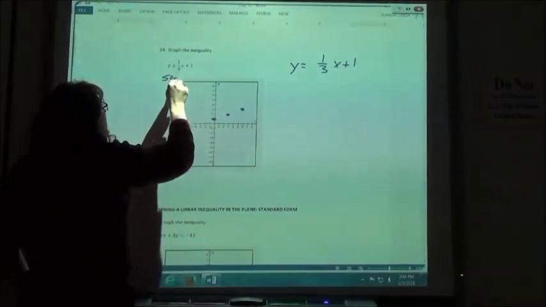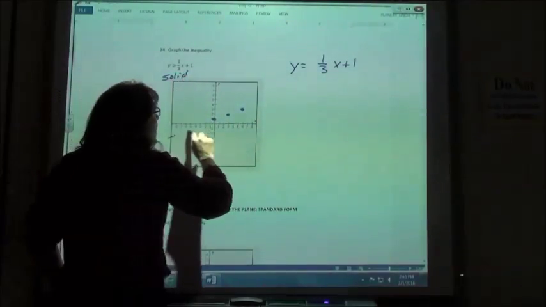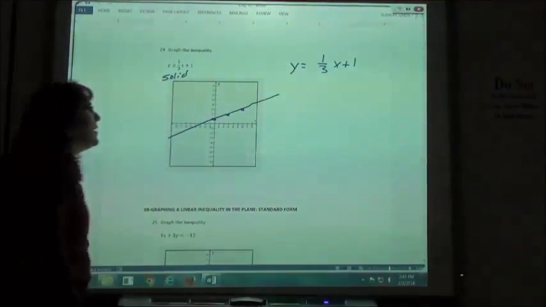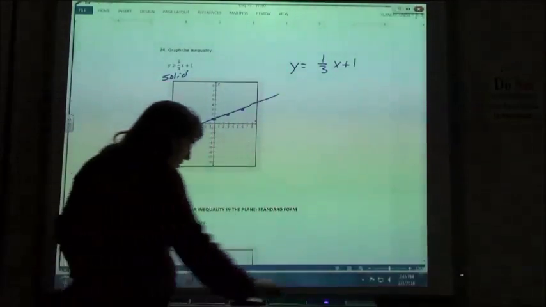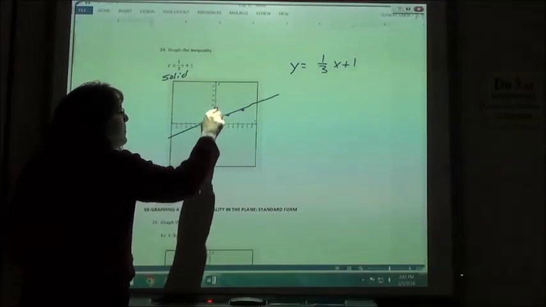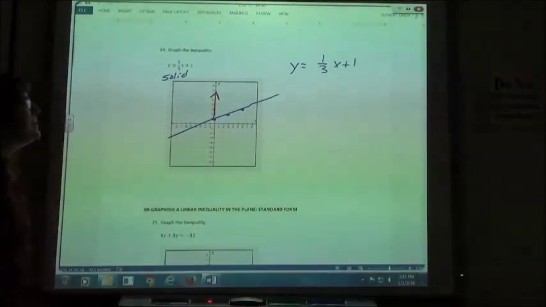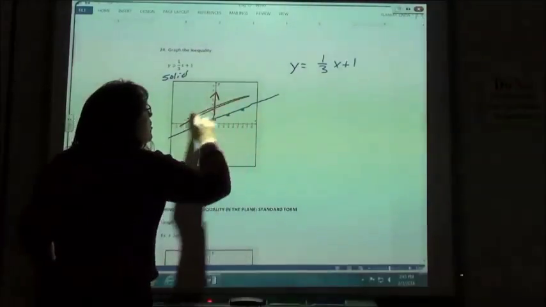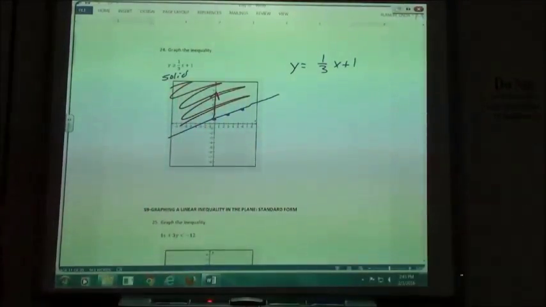This one is going to have a solid line. I have to draw it solid to begin with anyway, but I'll draw it solid in there. This time I am shading greater than. So my y-intercept going straight up on my y-axis means I'm shading up here above my line.